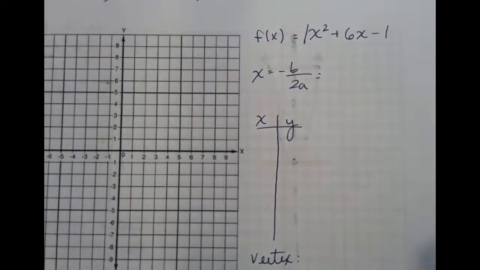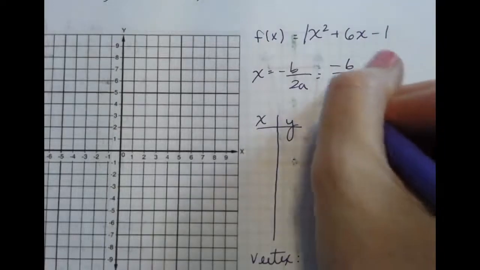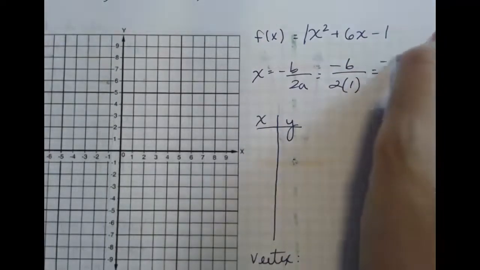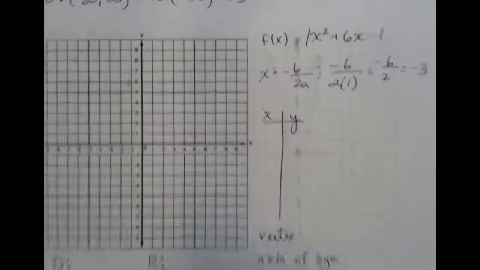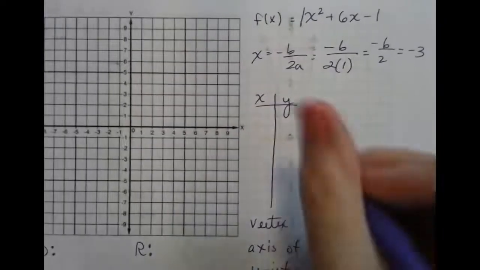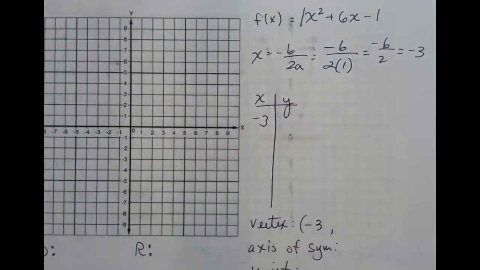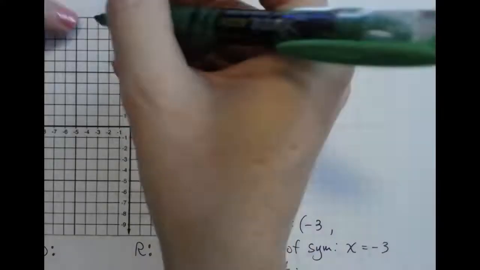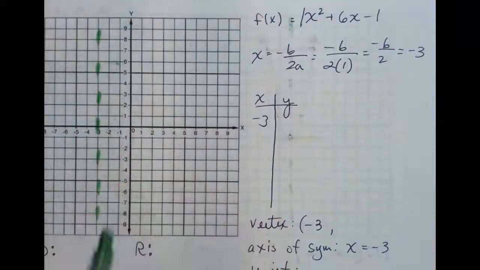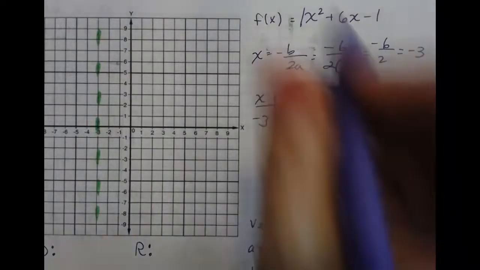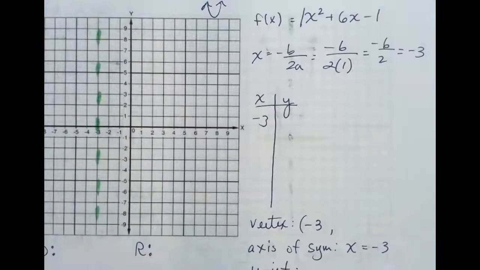So to find your vertex, it's going to be the opposite of B over 2 times A. That's -6 over 2. That's -3. So the x-coordinate of our vertex is at -3. That's also where our axis of symmetry is. So I'll go ahead and put in our axis of symmetry at -3. And our A value is positive, therefore this parabola will be opening up because A is positive.